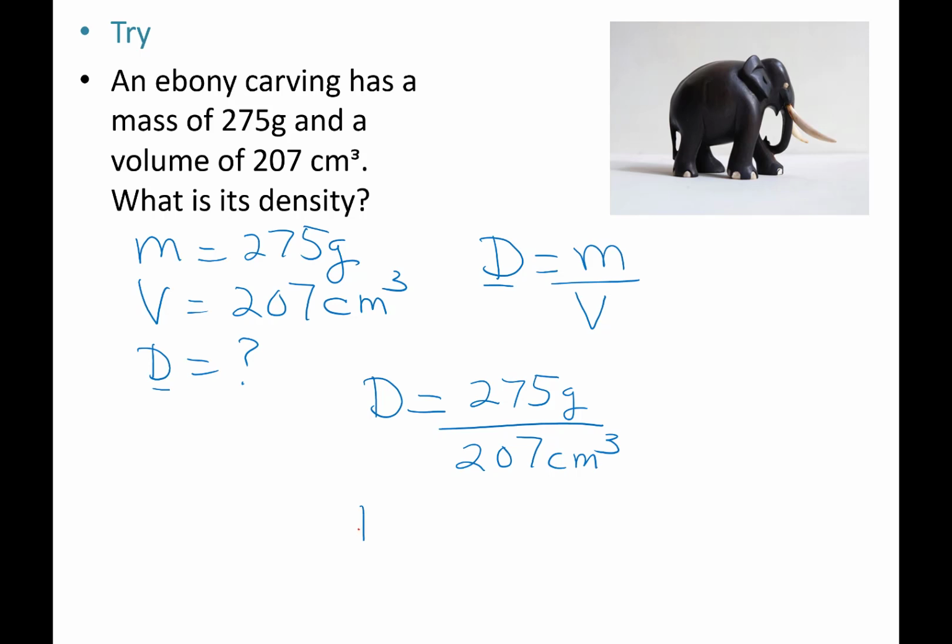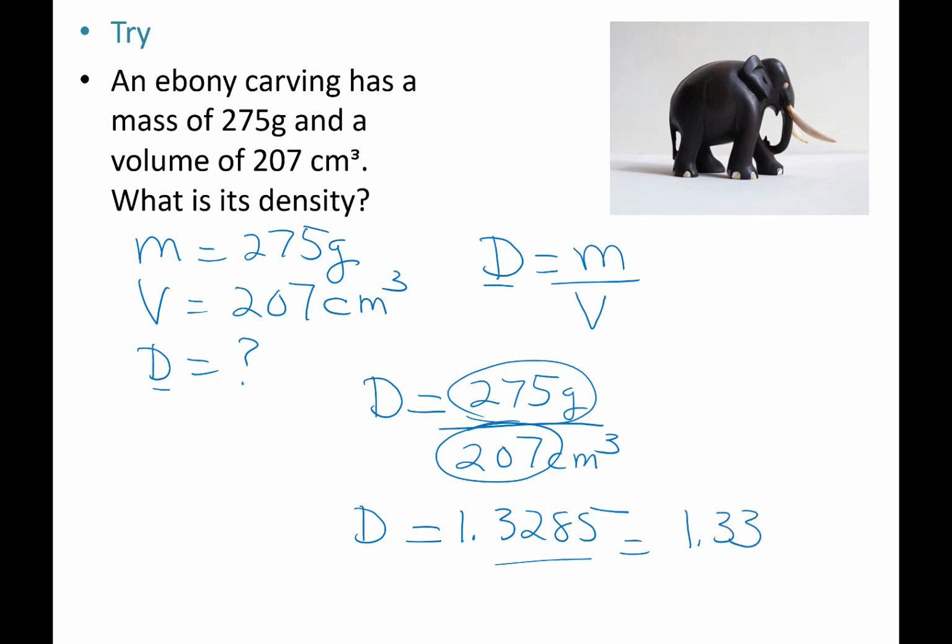Do the division, and when I do that division, I end up with 1.3285. Each one of these had 3 digits, so I have to round this off to 3 digits. So 1.33. What units should go on it? Grams per cubic centimeter. In science, units are very vital, very important. A number without the proper units is useless. So you have to have proper units on numbers.